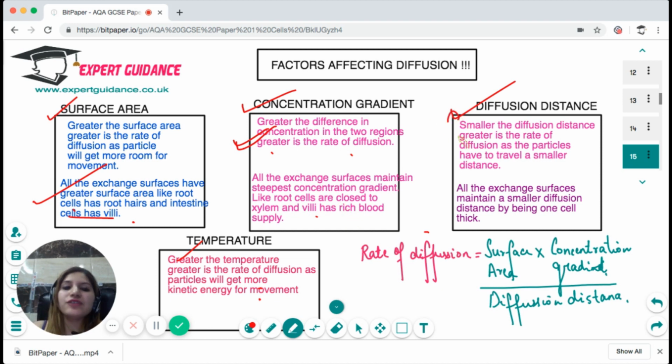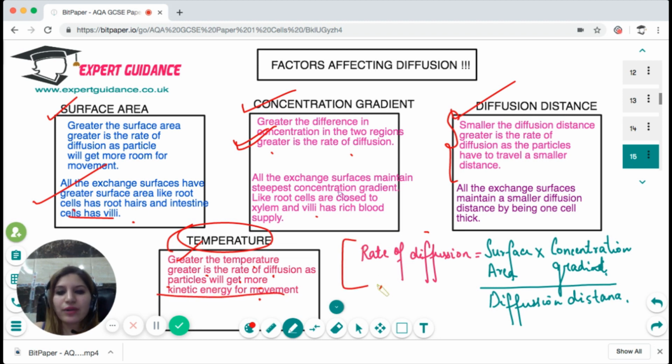Now, diffusion distance has to be smaller for the diffusion to take place because if the particles travel a lesser distance, they will diffuse quickly. So all the exchange surfaces maintain a smaller diffusion distance by being one cell thick. If you see any of the exchange surfaces, it will be one cell thick. And last is the temperature. The greater the temperature, the greater the rate of diffusion, as the particles will get more kinetic energy for movement.